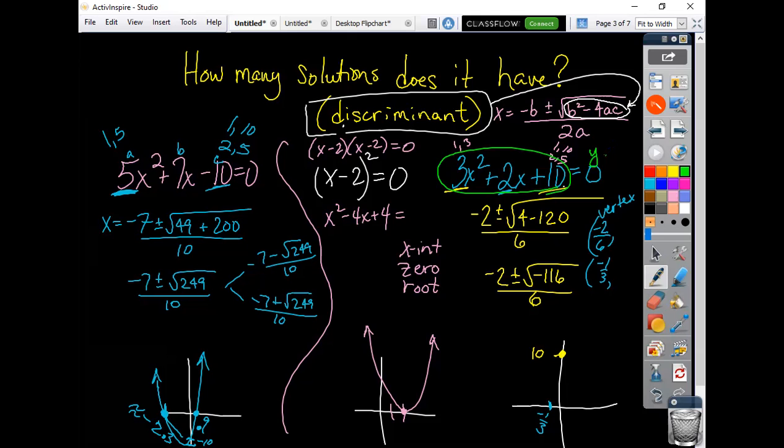Arrow over, and I see 29/3. 3 goes into 29, 3 times 9 is 27, 28, 29, 2 more left. So like up at 9 and 2/3. So that's actually pretty close here to that 10. But I do not have any x-intercepts for that problem.